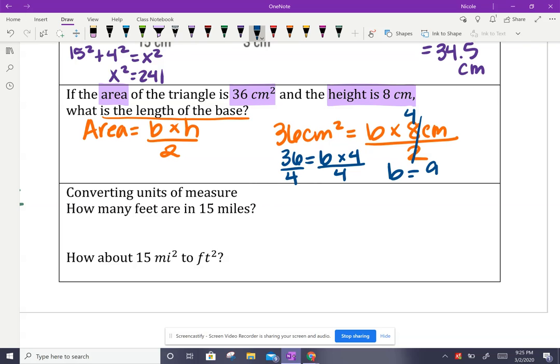9 centimeters. I'm just the base, so it's not squared or anything. It's just one side length. So just plain old regular centimeters.